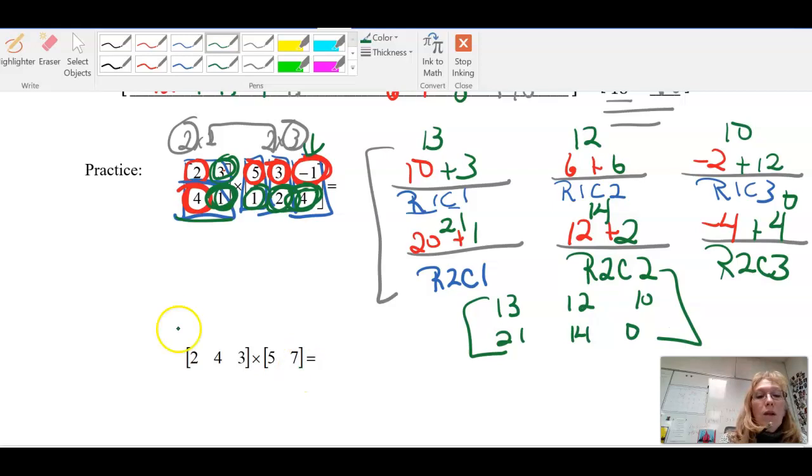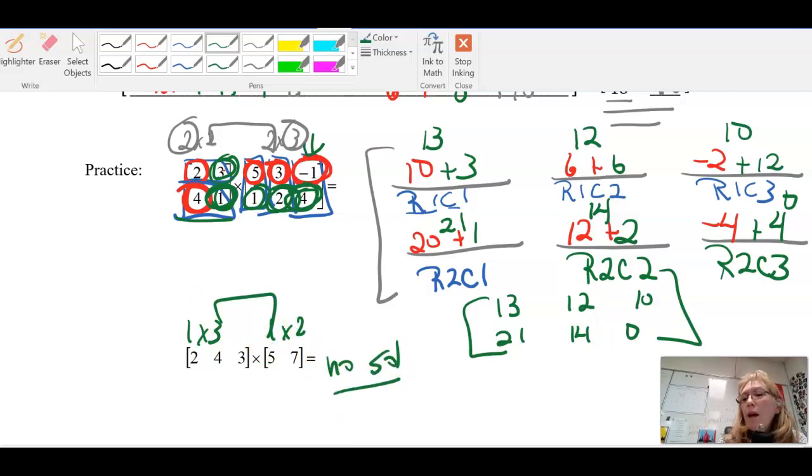Last one, if you looked at this, this was a 1 by 3 and a 1 by 2. 3 and 1 do not match. There is no solution. Gotta like that guy, right?